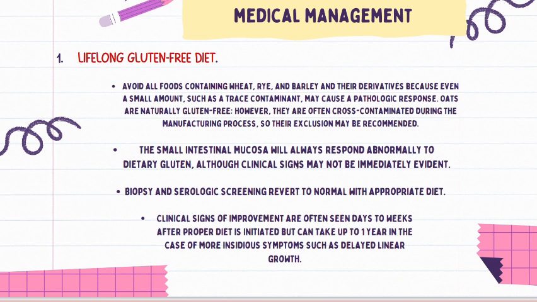Second, the small intestinal mucosa will always respond abnormally to dietary gluten, although clinical signs may not be immediately evident. Biopsy and serologic screening revert to normal with appropriate diet. Clinical signs of improvement are often seen days to weeks after proper diet is initiated, but can take up to 1 year in the case of more insidious symptoms such as delayed linear growth.